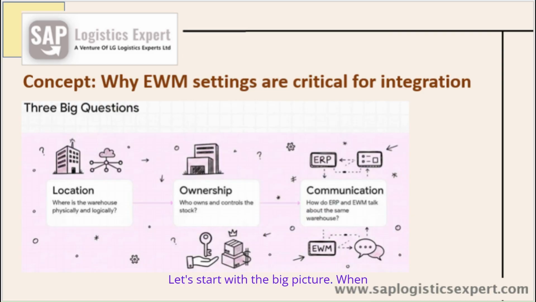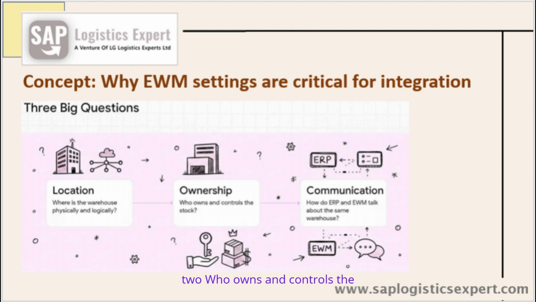Let's start with the big picture. When you integrate S/4HANA with EWM, there are 3 big questions the system must answer correctly. Question 1: where is the warehouse physically and logically? Our configuration will answer this in the form of warehouse number, SCU, and SCU hierarchy.